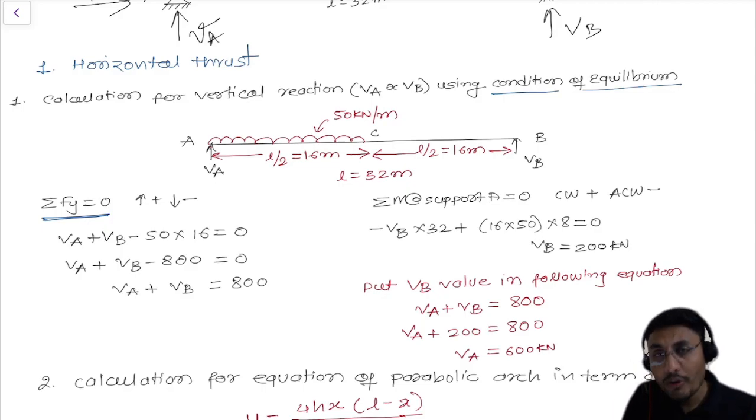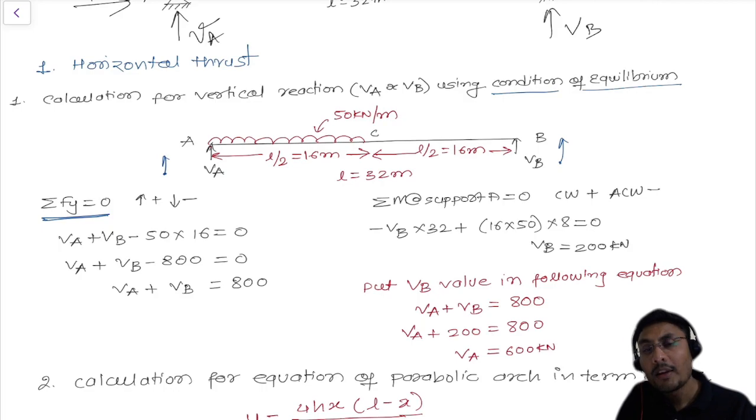So VA is moving from bottom to top, VB is also moving from bottom to top. So VA plus VB minus this uniformly distributed load, we need to convert into a point load. So UDL multiplied by the length. So VA plus VB minus 50 into 16. Why 16? Because the UDL is applied on a half span, right? So 32 divided by 2 means 16 meters. So you can see we have 16 meters over here.